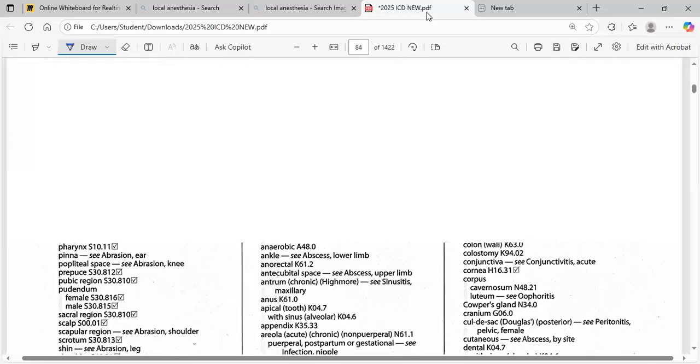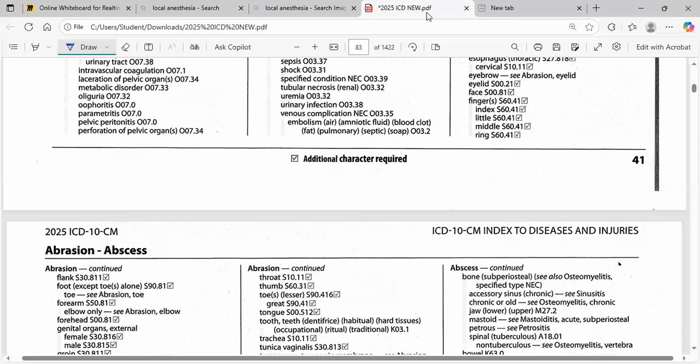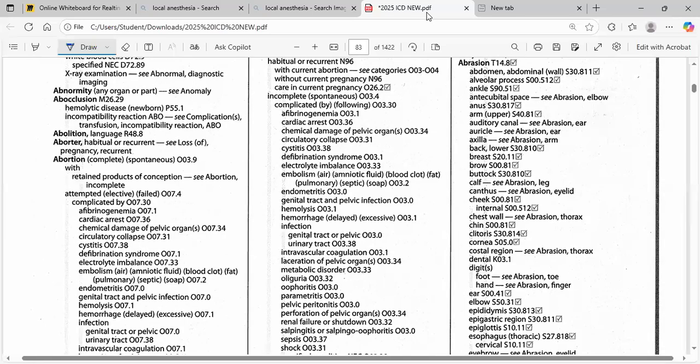Abortion, A-B-O-R. Typical abortion. So, for abortion, we have three types of code: spontaneous abortion and miscarriage. That is, spontaneous abortion is miscarriage. And then we have elective abortion, where the patient wants to abort electively.